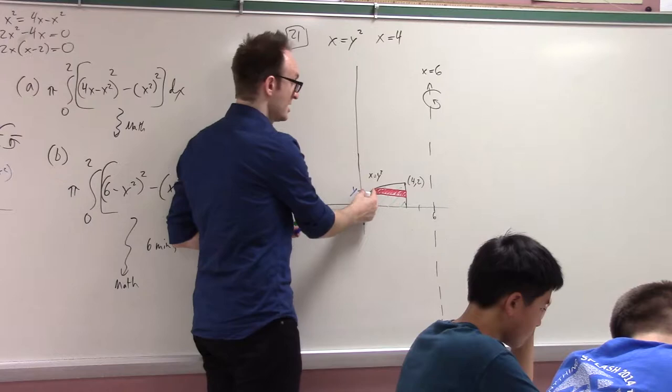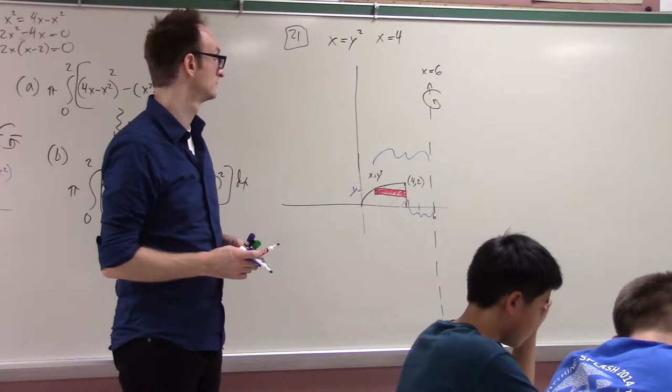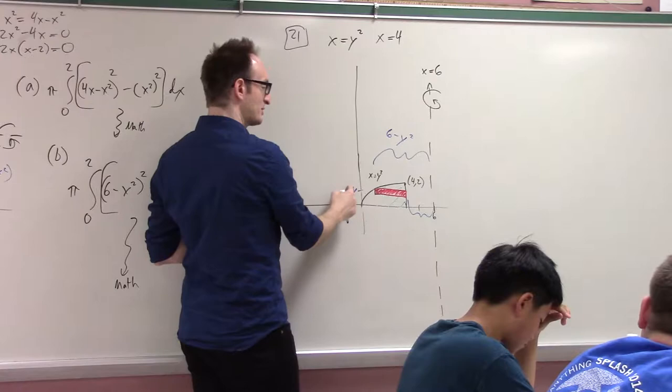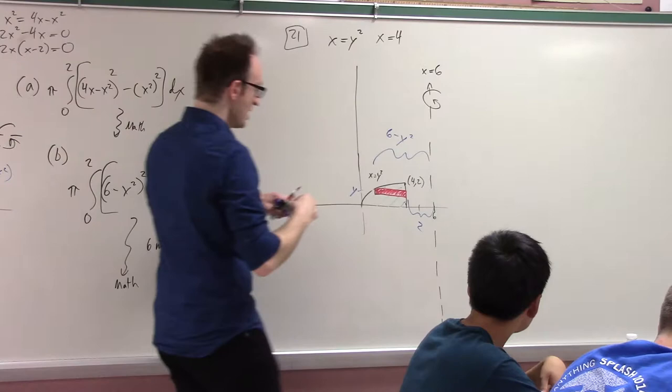So what's relevant to me is to know the outer radius and the inner radius. What's the outer radius? 6 minus y squared. You have to be smart enough to realize, take an arbitrary y. For that arbitrary y, the x-coordinate is y squared. And if that's y squared, and that whole thing is 6, then this is 6 minus y squared. And this is 2. Okay, so good.